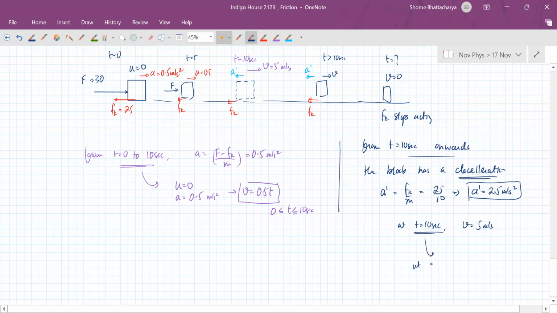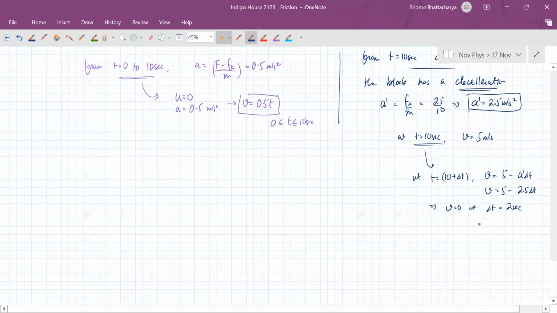So at t equal to, let's say, 10 plus some additional time delta t, the velocity would have become 5 minus a prime into delta t. So it will become 5 minus 2.5 delta t. So v becomes 0 at delta t equal to 2 seconds. Okay, so that means t equal to 12 seconds. And from 12 seconds onwards, the block remains at rest.